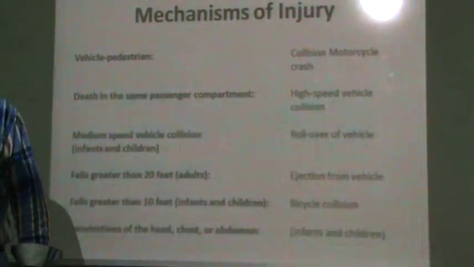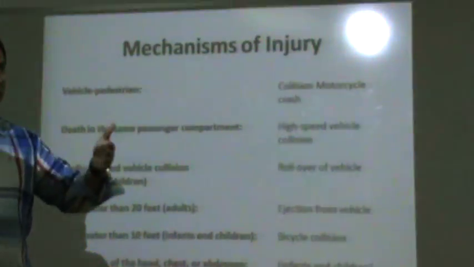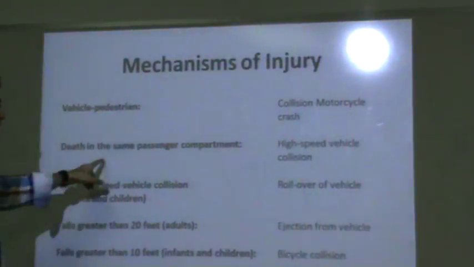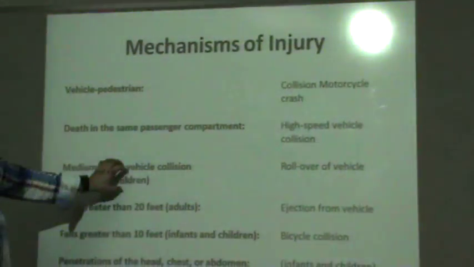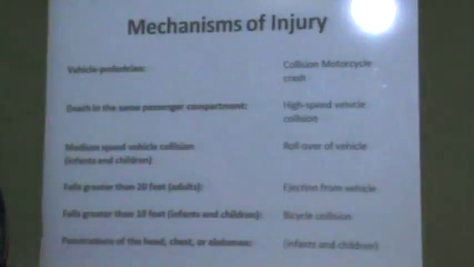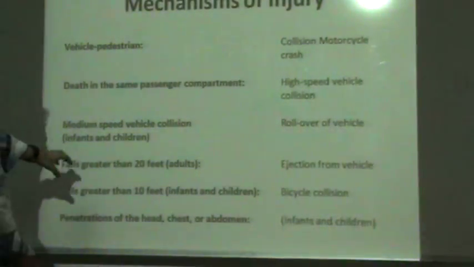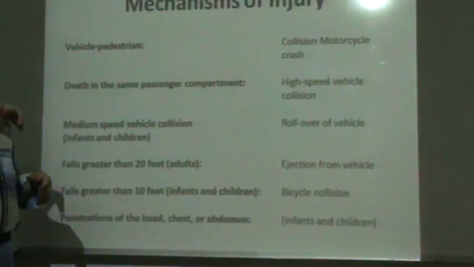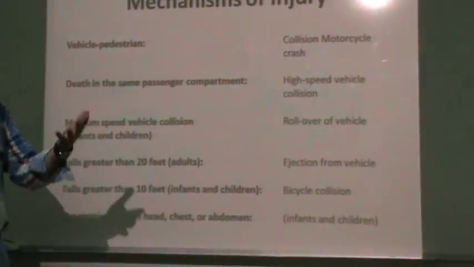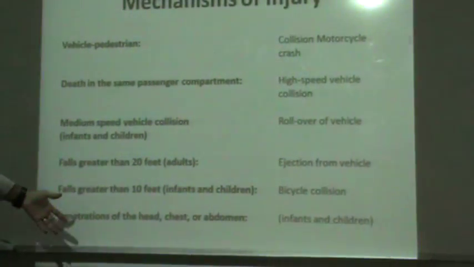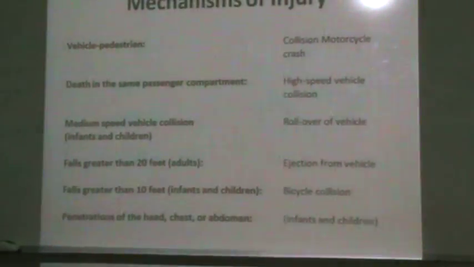Different types of mechanisms of injury also. Vehicle-pedestrian collision, death in the same passenger compartment, high-speed accidents, medium speeds when children get into trauma because of a minor accident, a fall greater than 20 feet, the person getting ejected out of the car, or a child falling over a bicycle, and penetration, where something goes into this person's head, body, arm, etc.